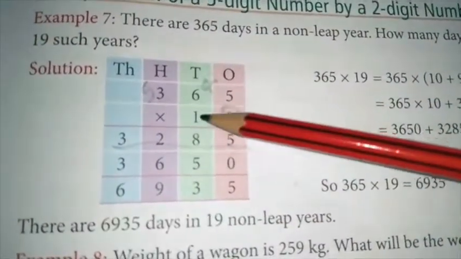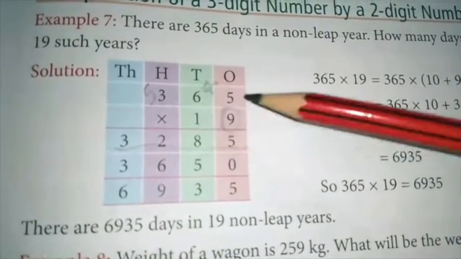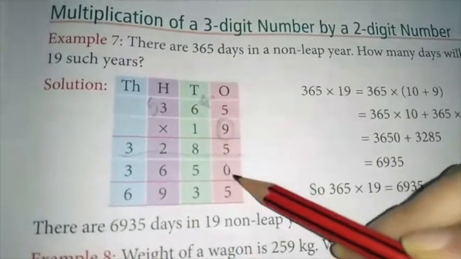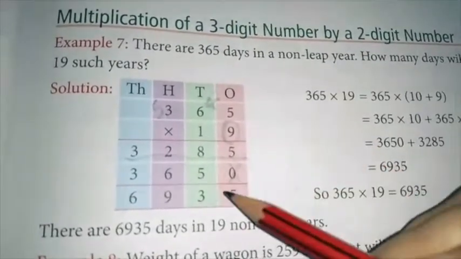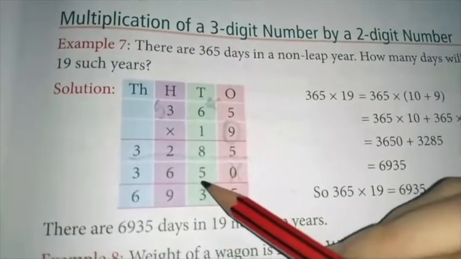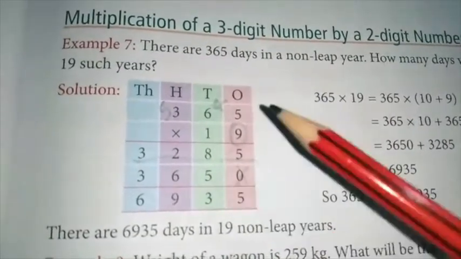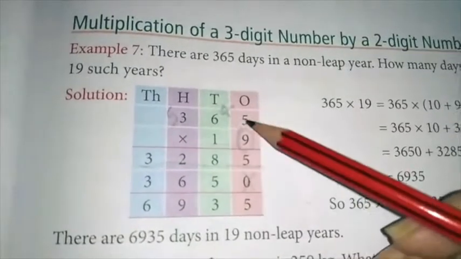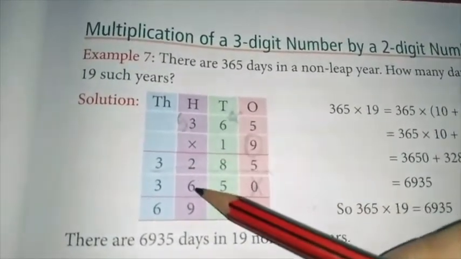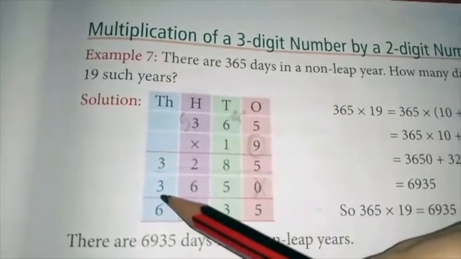Now you will multiply 1. So what is the second step I have told you? Either you write 0 or you cross it. So this part is excluded. Now you will start writing the answers from here. So again you multiply 1 with 5. So 1 into 5 is 5. Then you multiply 1 into 6, that is 6. Then you multiply 1 into 3, that is 3.